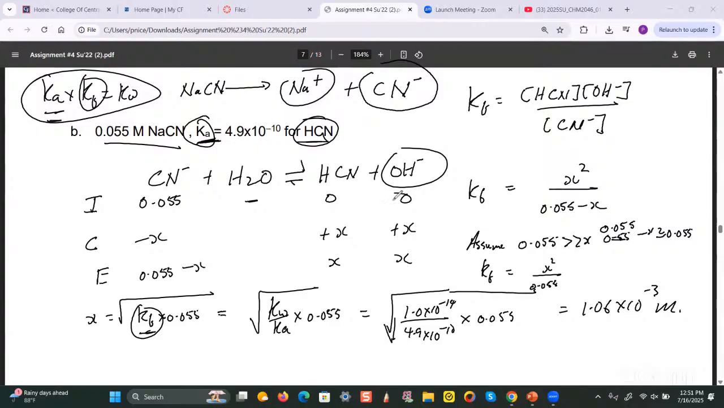Okay, we're not finished yet because we need to find the pH. So what's the next step? The 1.06, I thought this was to be 2 significant figures. Oh, yeah, you're right. Right, yeah, 1.1, sorry. So this should be 1.1. Thank you. Okay, what's the next step?